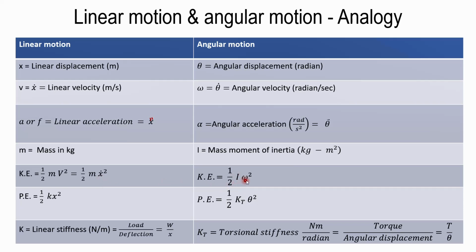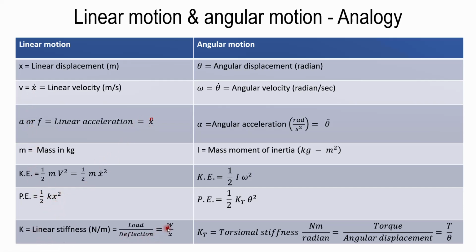So it is 1/2 I theta dot square. Potential energy is 1/2 kx square in a linear system. Replace this k by kt, that is torsional stiffness, and linear displacement x by angular displacement, that is theta. So 1/2 kx square is replaced by 1/2 kt theta square. So if it is a linear motion, then you have to use these values, whatever the values which we have written over here.